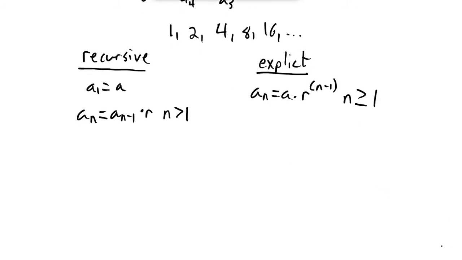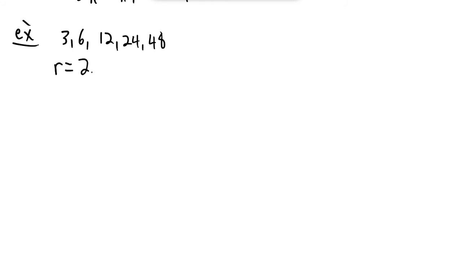All right, let's take a look at some of these, to see if they are geometric or not. If we have 3, 6, 12, 24, 48, and so on, is this geometric? Well, what are we doing to get from 3 to 6? Multiplying by 2. 6 to 12, multiplying by 2. Multiplying by 2, multiplying by 2. So this is geometric, and our common ratio, what we're multiplying by, is 2.